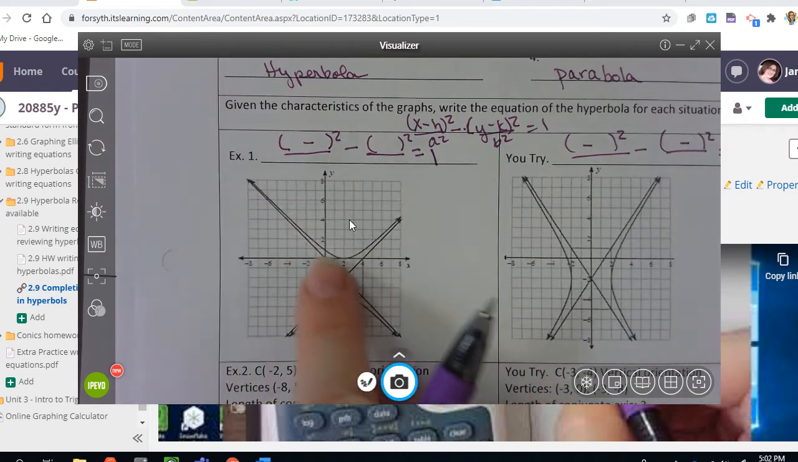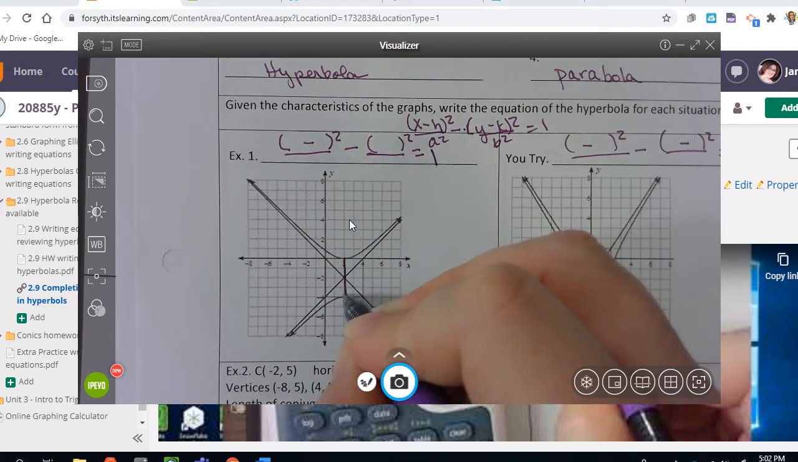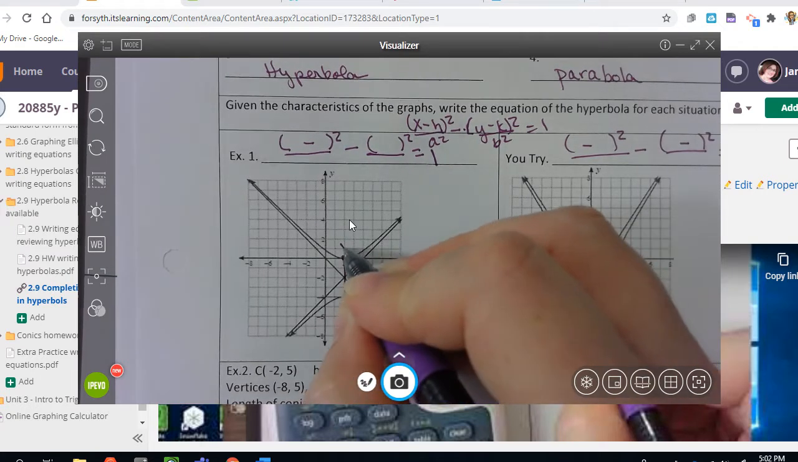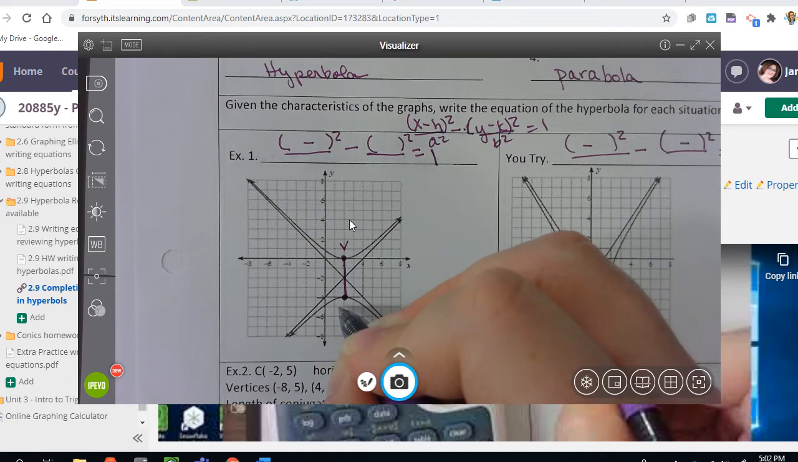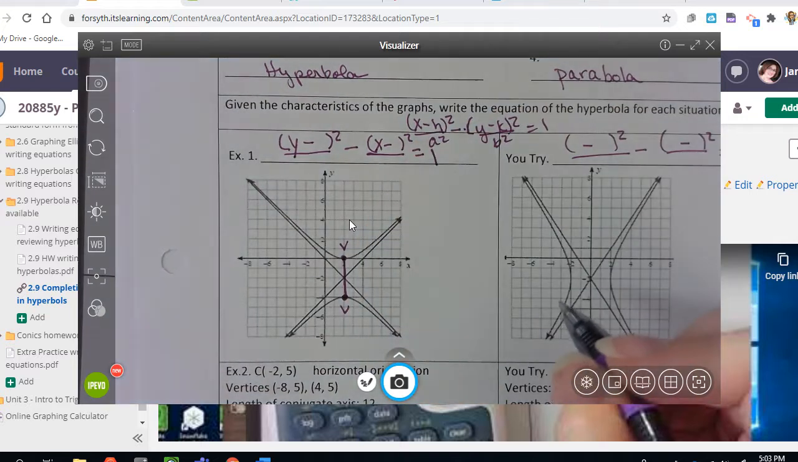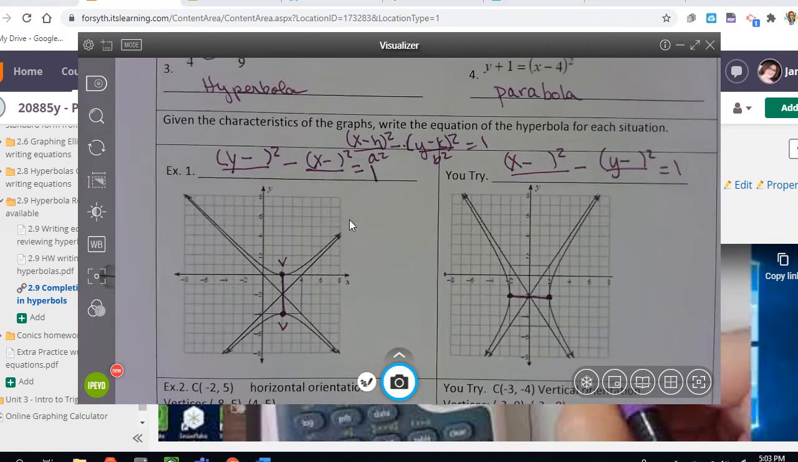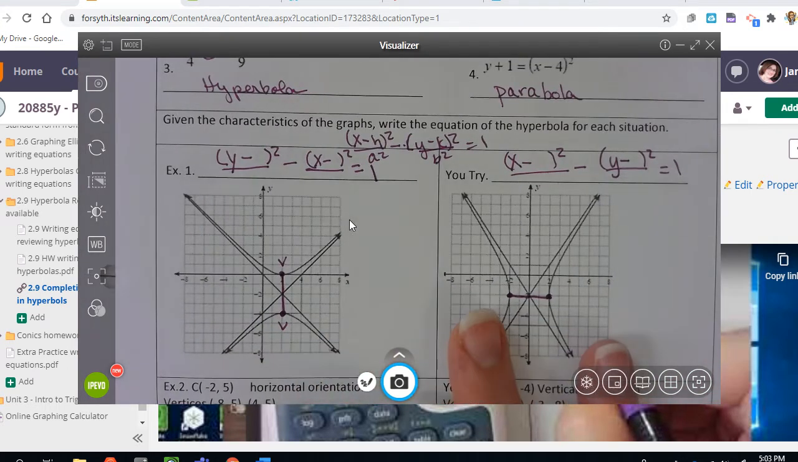Since this is opening up and down, that means that this is the transverse axis and these are the vertices. So the transverse axis is following the y, so y comes first. That means I have y and x. Over here, these are my vertices, so this is my transverse axis. My x comes first. So that's x, that's a y. So just so you can tell, that's how I know how to start it.